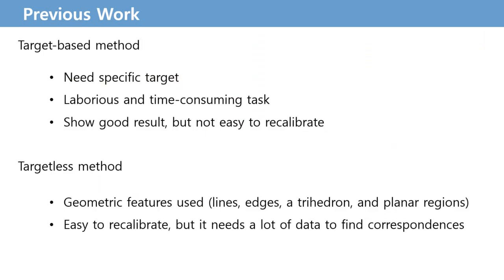There are some features of the two types of calibration, like pros and cons. In the target-based method, they need a specific target. So usually, these methods are laborious and time-consuming tasks. And these methods show good results, but are not easy to recalibrate. In the targetless method, geometric features are used like lines, edges, a trihedron, and planar regions. This method is easy to recalibrate, but it needs a lot of data to find correspondence.